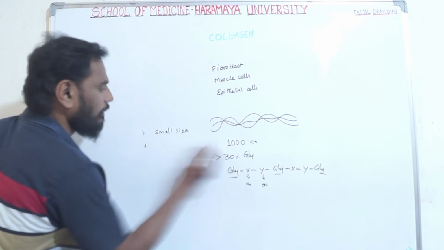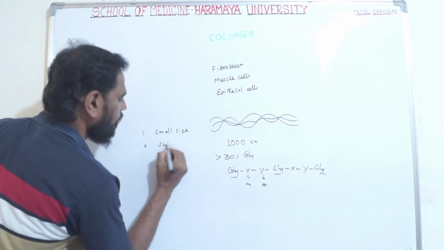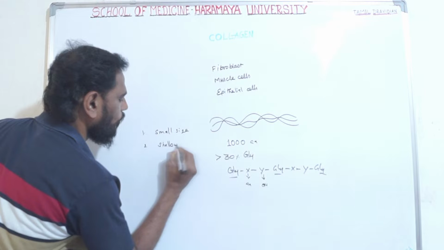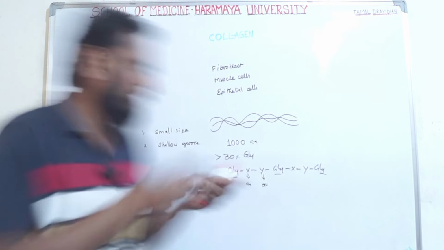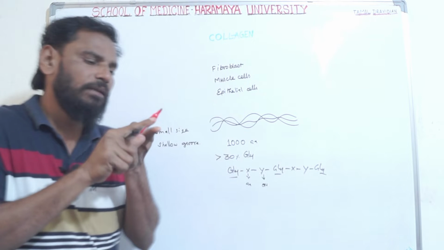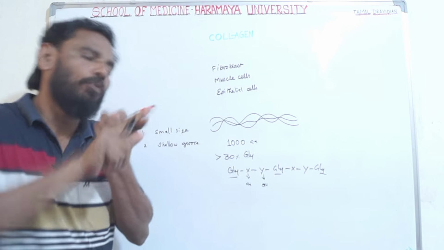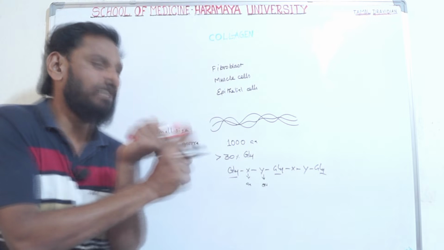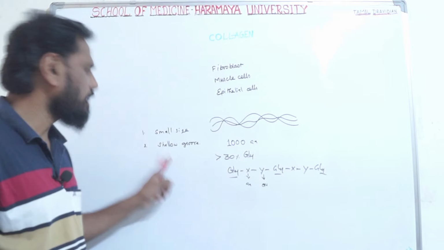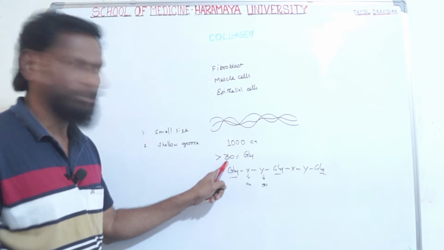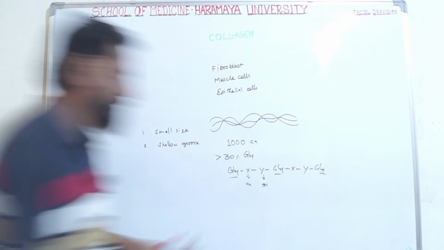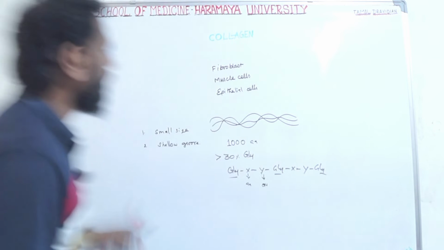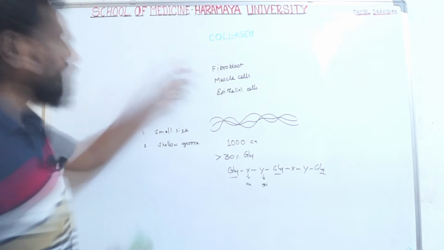Second reason, it allows shallow grooves. If it allows shallow grooves, then one polypeptide chain can overlap another polypeptide chain, with a shape like this. Clear? So that is the reason more than 30% glycine is present in collagen. That's a very important multiple choice question. Clear? Now we will see.